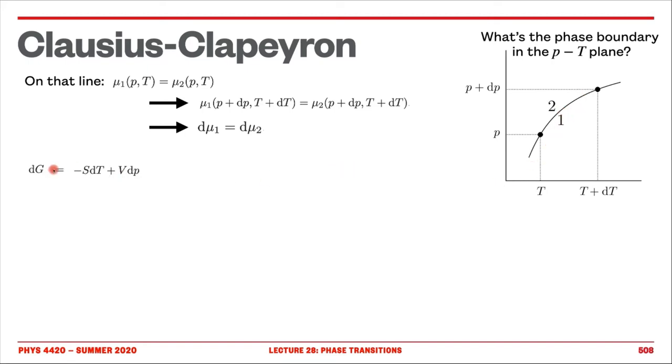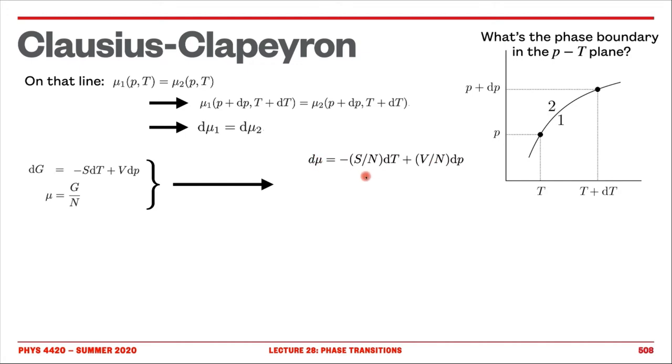Now we have to remember that we can write this this way, along this line here. And as I said before, the chemical potential is the Gibbs function per particle. If we use all that information, we find that the change in chemical potential, d mu, is simply going to be equal to minus S over N dT plus V over N dP.